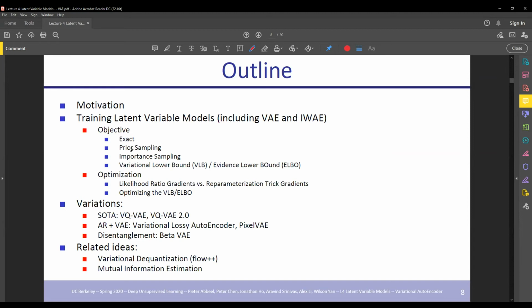And so once we have the objective, which we derive, then we try to apply the optimization using two different techniques. And we'll discuss these techniques. And all of this is just heavy math. And then obviously optimizing the VLB.